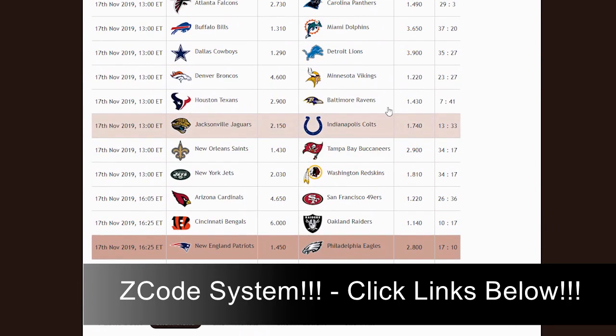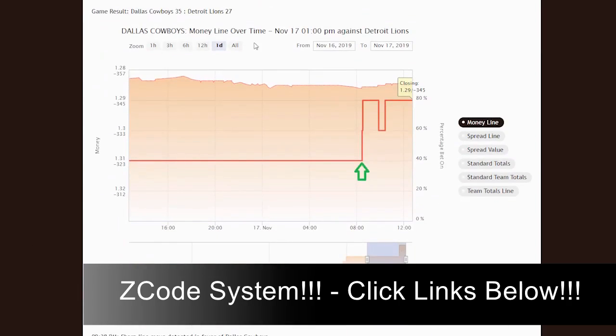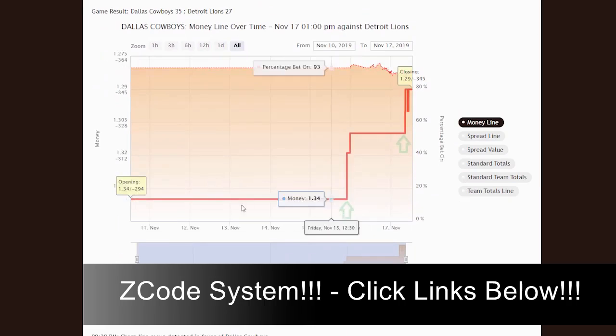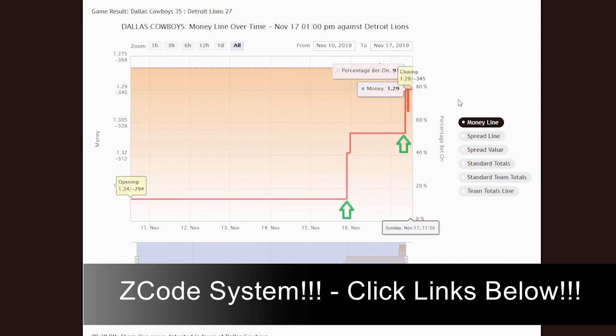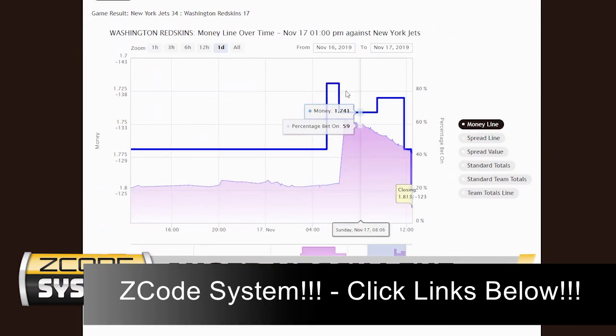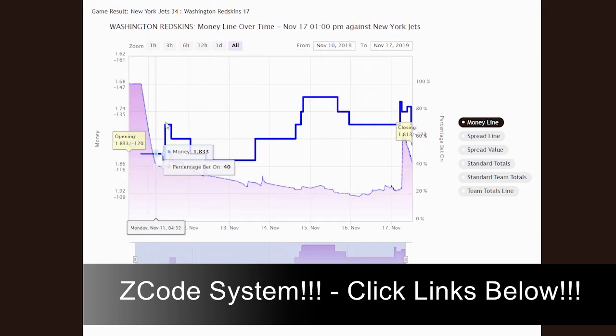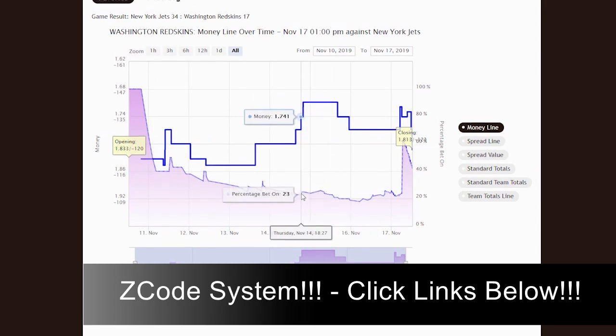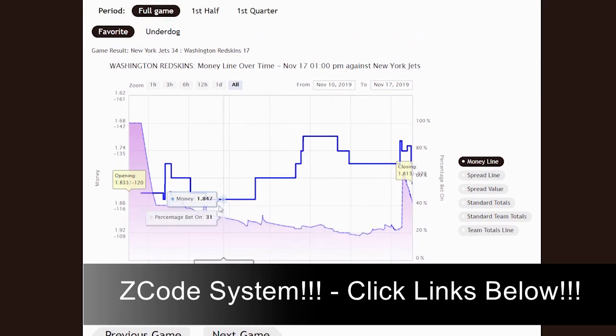Finally, if there is no clear pattern, we should avoid or pass such games and never force a play. Here is an example of a messy line. New York Jets versus Washington Redskins. The public was spiking from 20% to 40% on the favorite. The line moved up and down. It's a complete mess and a signal to avoid such a game.